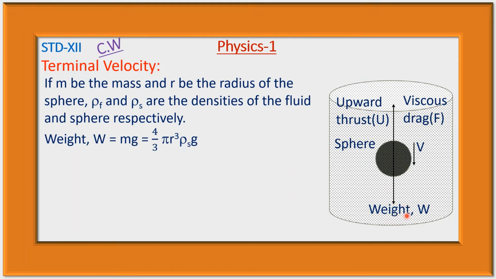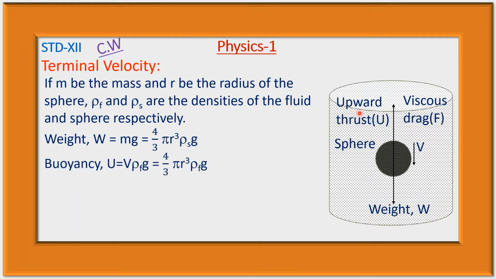Here, weight of the sphere W is equal to mg. And we know m is equal to V into rho, where V is the volume of the sphere, 4 by 3 pi r cube, so mass is 4 by 3 pi r cube rho s. Multiplying by g, weight W is equal to 4 by 3 pi r cube rho s g. This is the weight of this sphere.